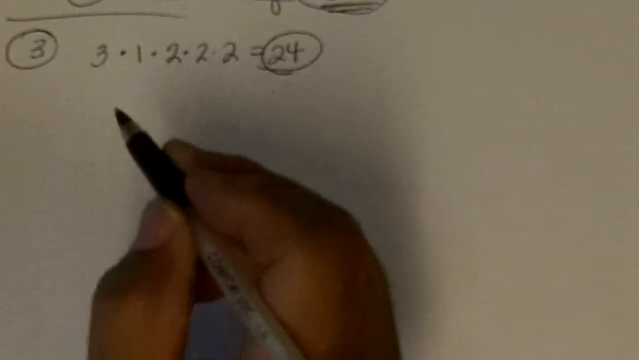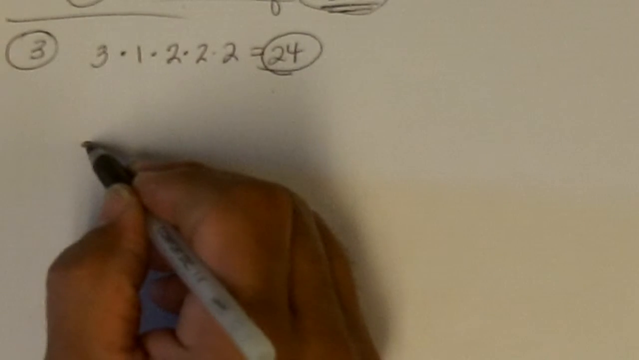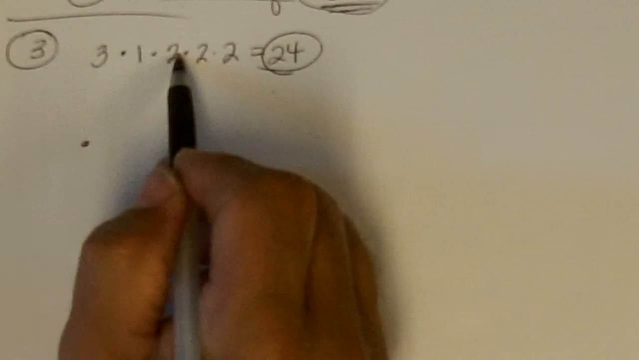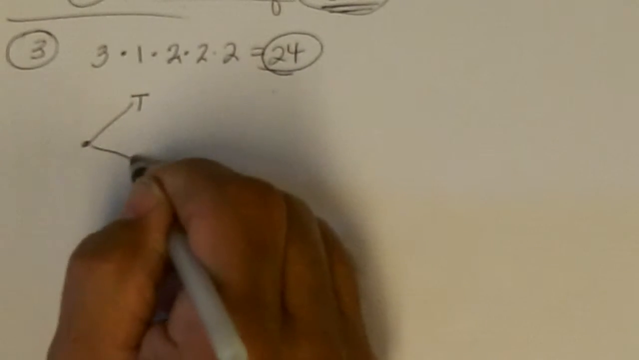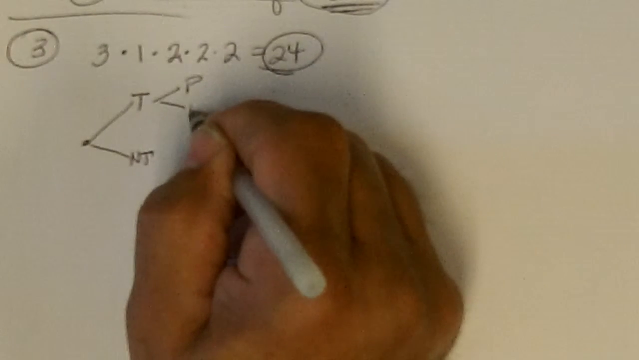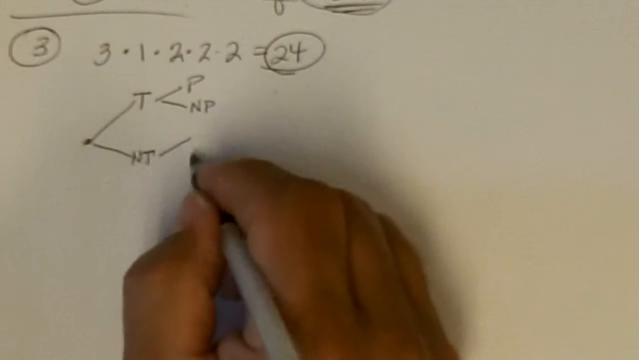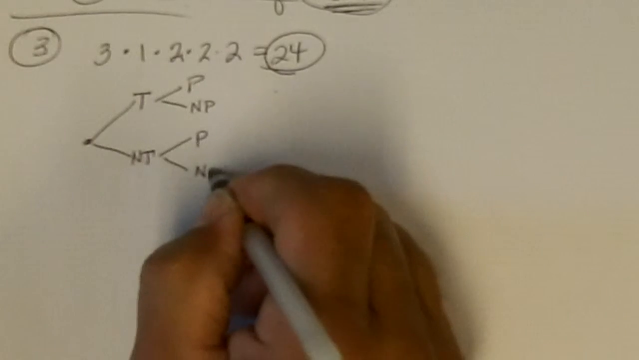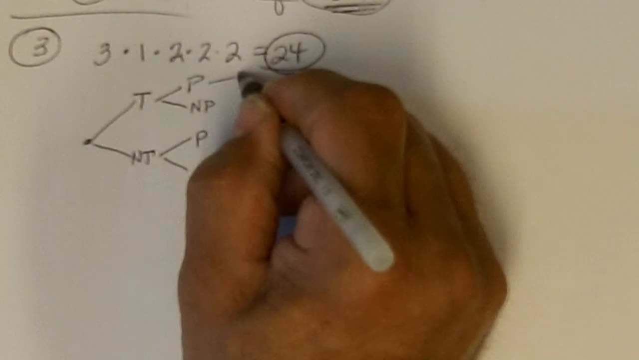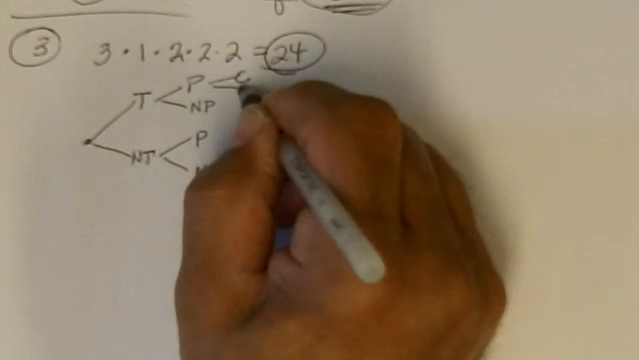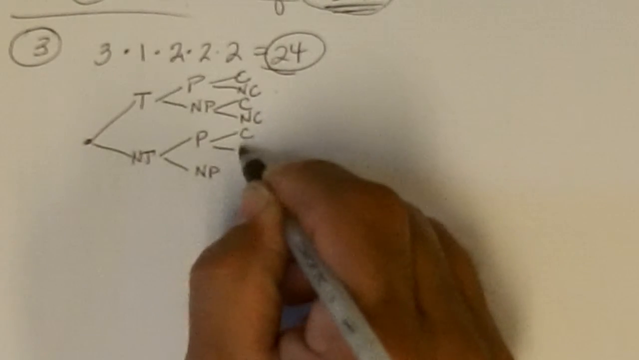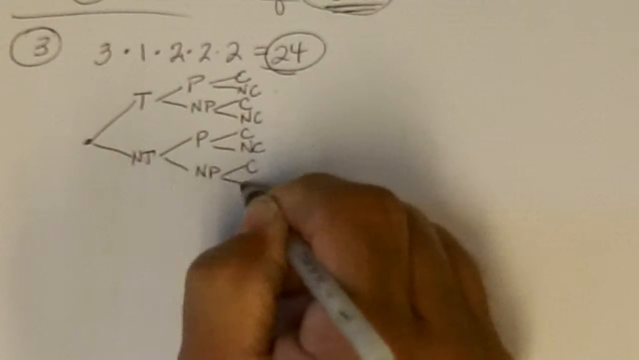Make a tree diagram of all the possibilities. Well, you're going to have a burger. If I start with the burger, I might go right next to add a tomato or no tomato, then add a pickle or no pickle. If I didn't add a tomato, I could have added a pickle or not a pickle. And then I could have added a, what was the third one? Cheese. Cheese, no cheese, cheese, no cheese, cheese, no cheese, cheese, no cheese.